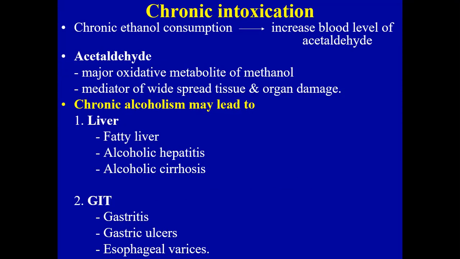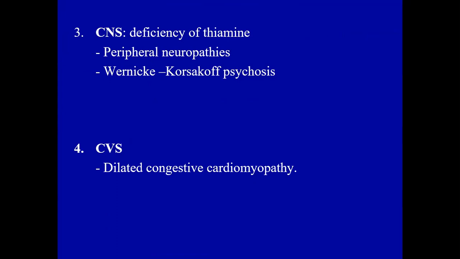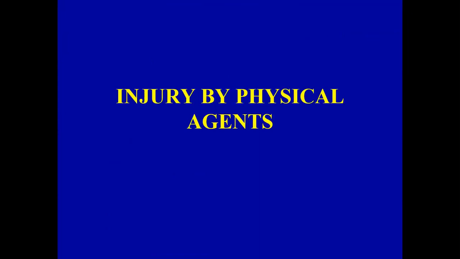Acetaldehyde is the major oxidative metabolite of ethanol and is a mediator of widespread tissue and organ damage. In the liver it will cause fatty liver, alcoholic hepatitis and alcoholic cirrhosis. In the GIT it causes gastritis, gastric ulcer and esophageal varices. In the CNS it leads to thiamine deficiency, resulting in peripheral neuropathy and Wernicke-Korsakoff psychosis. In the cardiovascular system, dilated congestive cardiomyopathy. This is the effect of chemical agents.